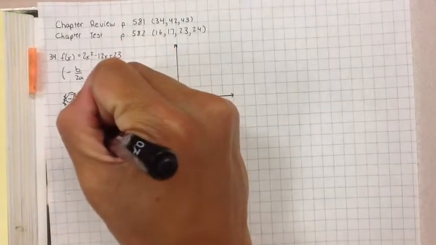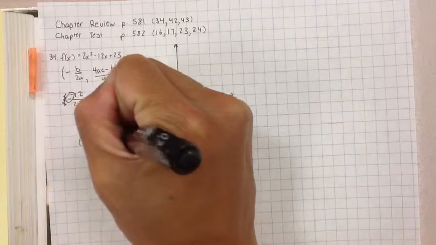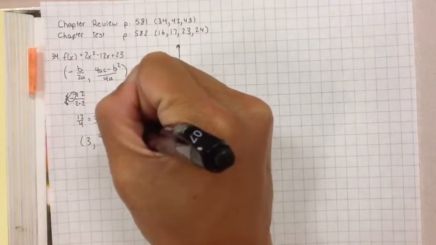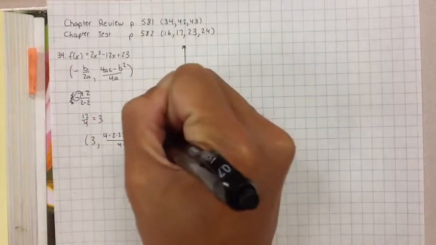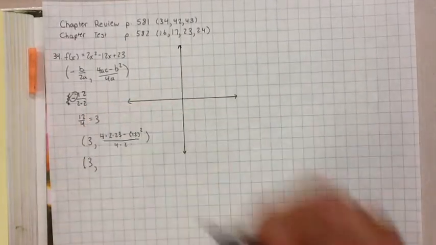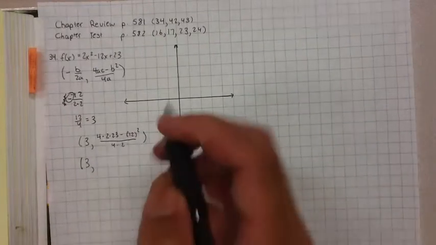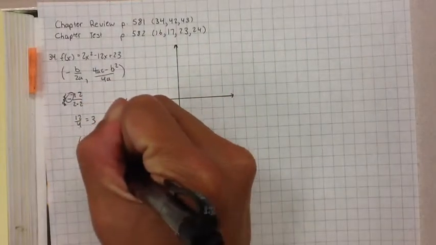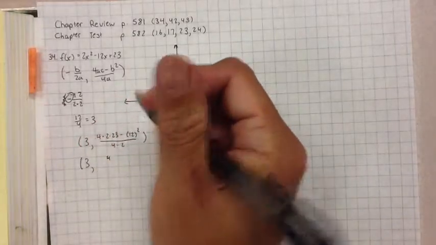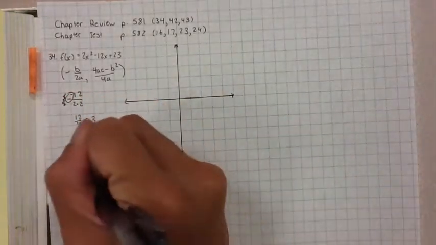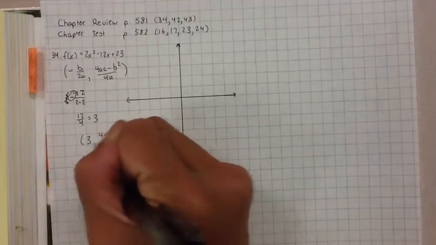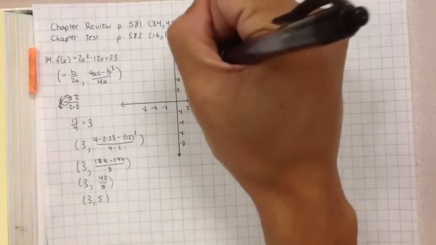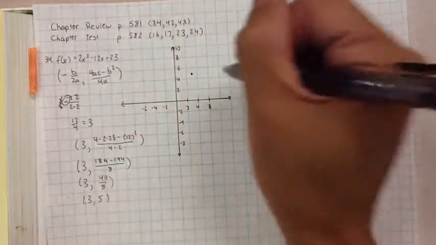4ac is going to be 4 times a times c, minus b squared, which will be 12 squared, all over 4 times a. That will be 3. This is 8 times 23, which will be 4, 2, and that will be 40 over 8, which is the same thing as 5. So 3, 5 is our coordinate. If this is 3, 5, here's my vertex.